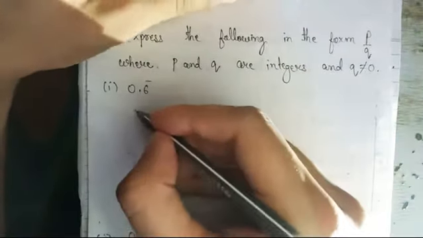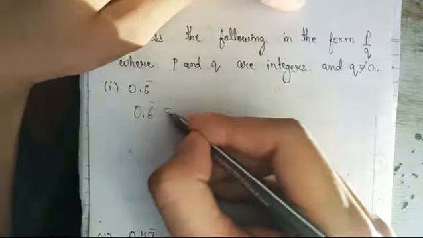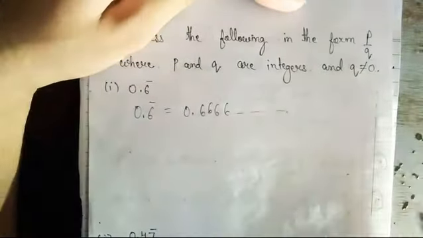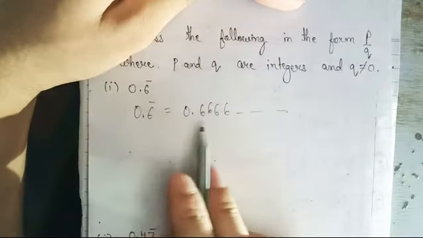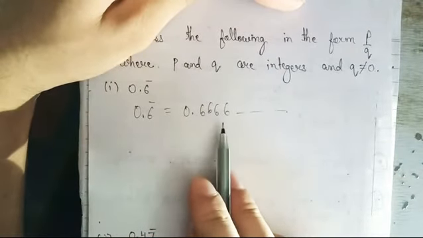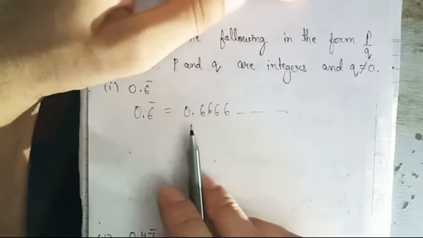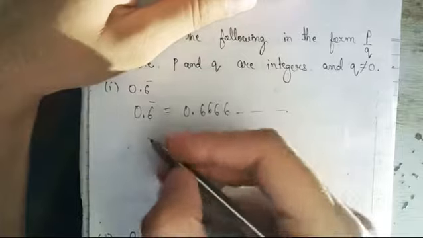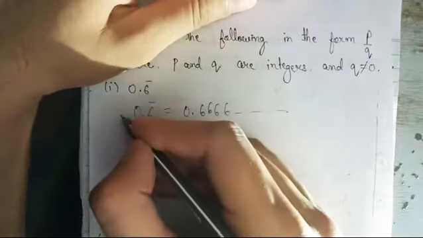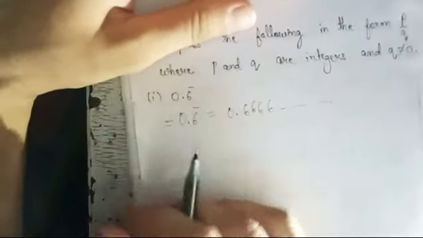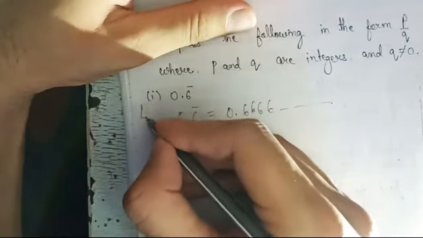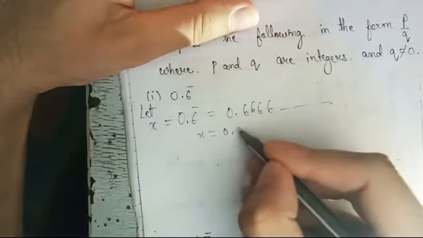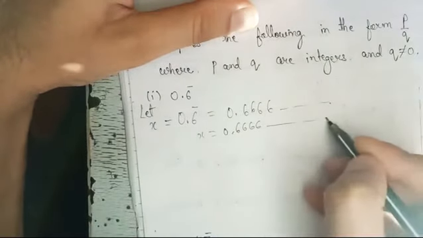So suppose 0.6 bar over here, that means 0.666 and so on. Everyone knows this. Whenever a bar is there, that means the terms are continuously repeating. So now what we will do, we will assume this 0.6666 as x. Here I am writing let x is equal to this. That means x is equal to 0.6666 and so on.